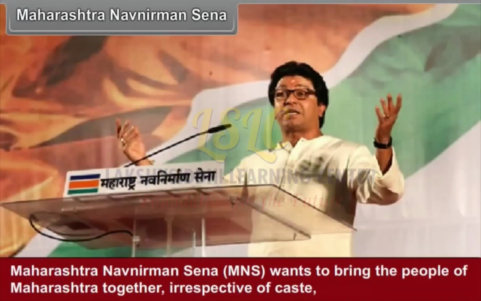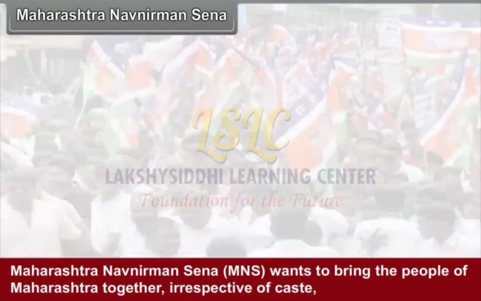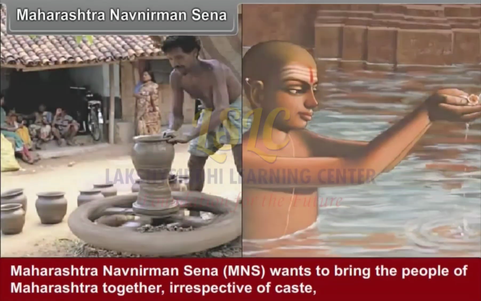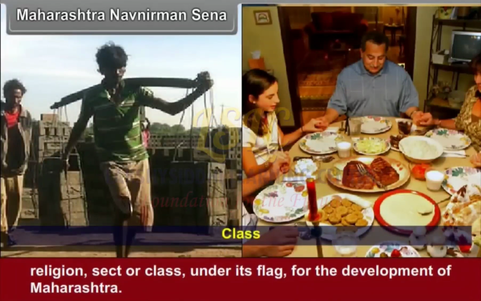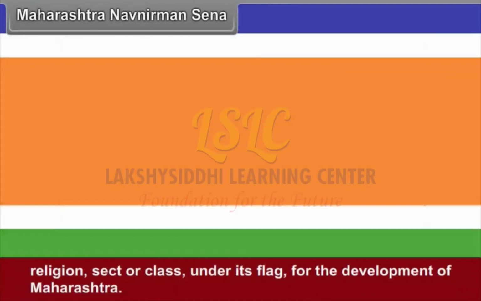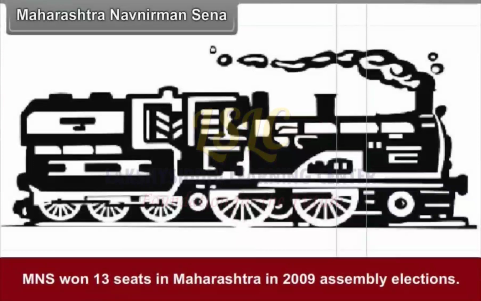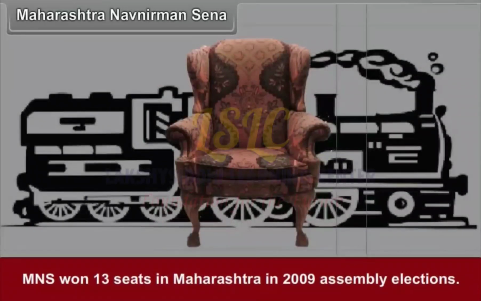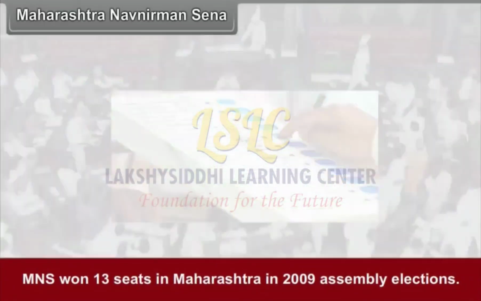Maharashtra Navnirman Sena, which is also called MNS, wants to bring the people of Maharashtra together, irrespective of caste, religion, sect or class, under its flag for the development of Maharashtra. MNS won 13 seats in Maharashtra in 2009 Assembly elections.